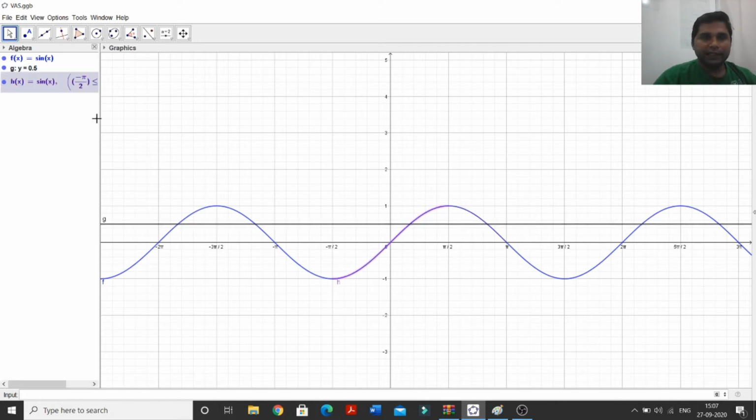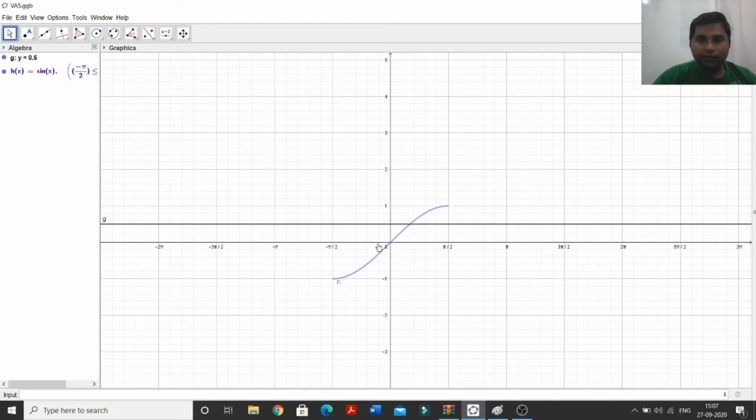So as you can see, this purple one starts from minus pi over 2 and goes to pi over 2. Let me remove this normal sin x graph. If you remove the normal sin x graph, as you can see here, between this domain from minus pi over 2 to pi over 2, it is a one-to-one function. The horizontal line intersects the curve only at one point.